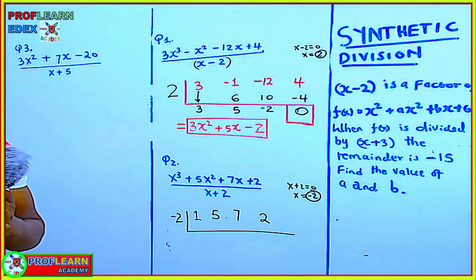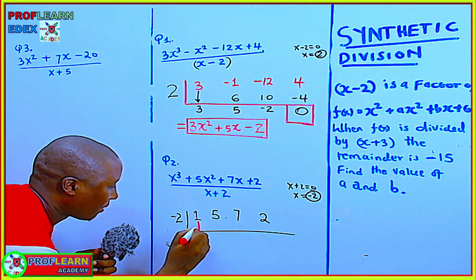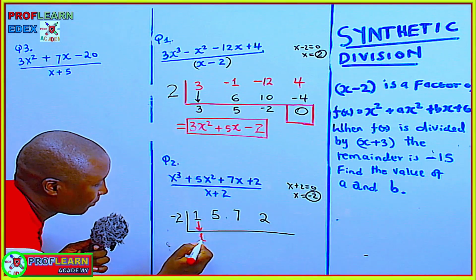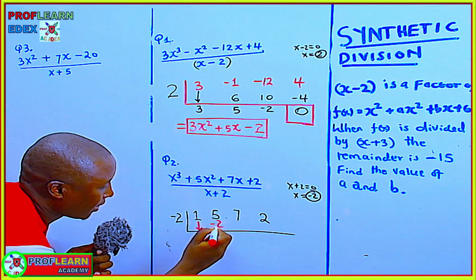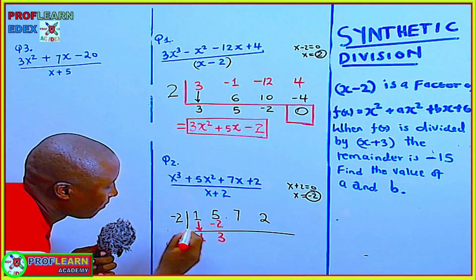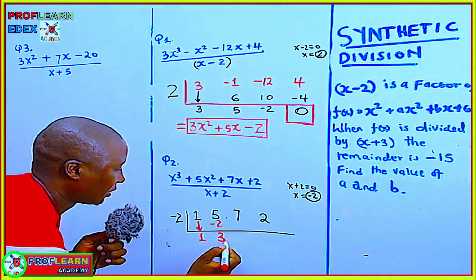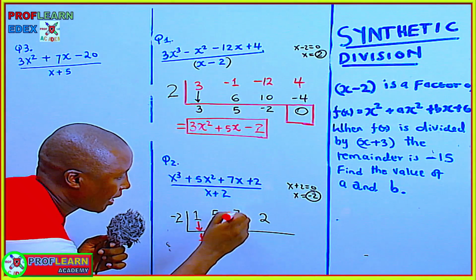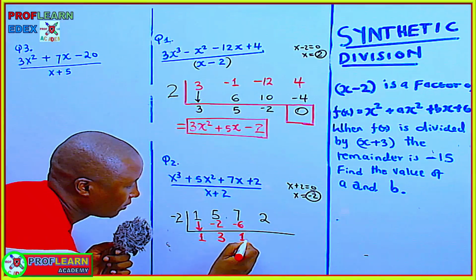Next, what we are going to do is to take the first term number down. That's going to be 1. -2 times 1 will be -2. We write it here. This plus this would be +3, and -2 times +3 is going to give us -6. We write -6 here. Then we add the two numbers, which is going to be 1.